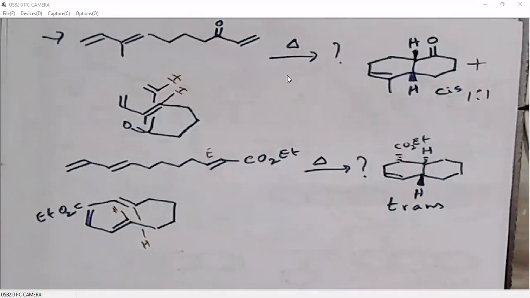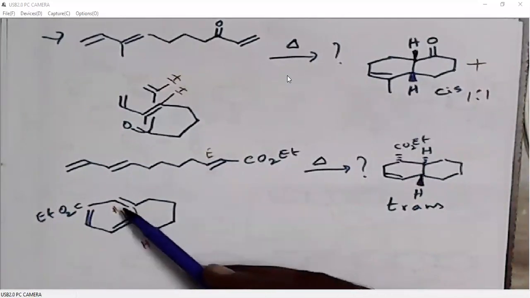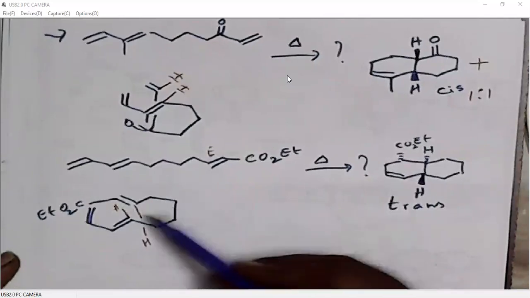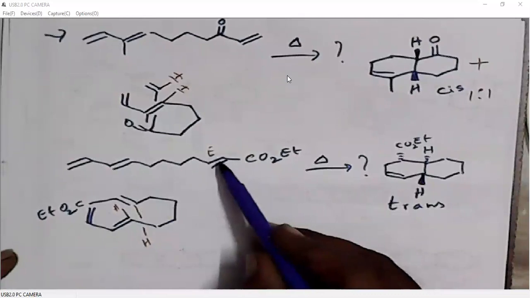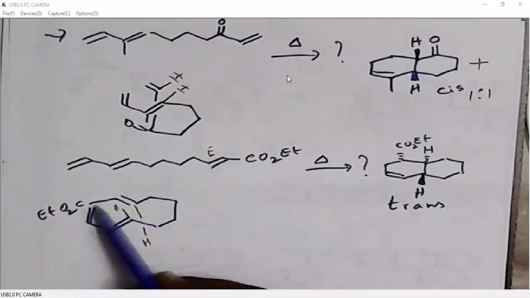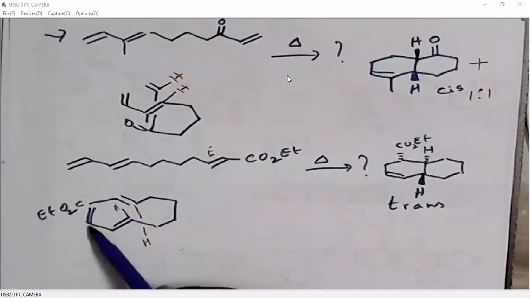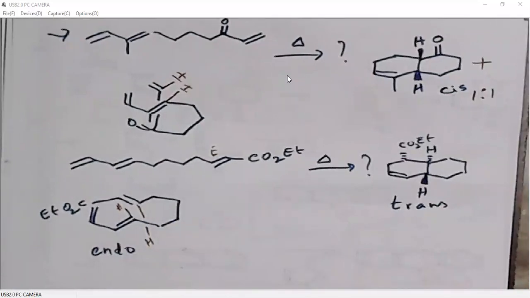So remember, first we need to draw the diene and dienophile. Then place the substituent, because we have 4 carbons, we are attaching 4 carbons here. It is an E double bond, so we will place CO2Et nearer to these carbons, because it should follow the endo rule. What if it doesn't follow the endo rule?